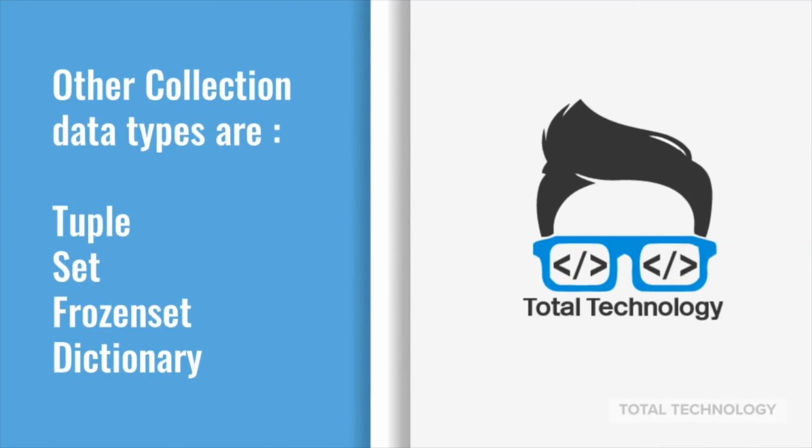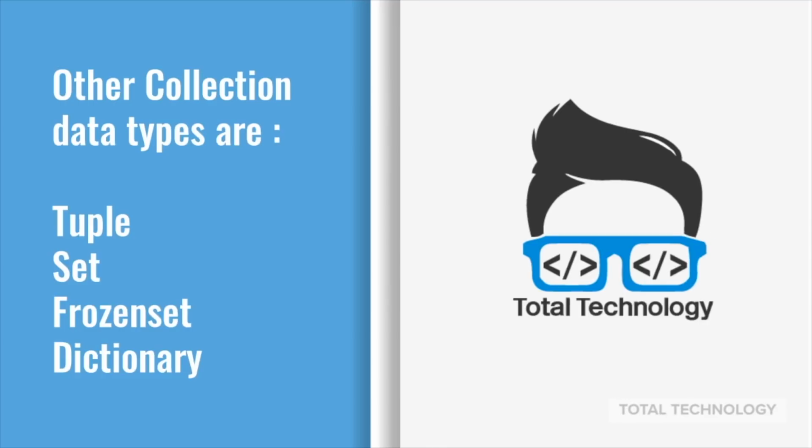There are multiple collection data types available in Python. If you can see in the slide, it's tuple, set, frozenset, dictionary. I'm not going to talk about all these things in this video because I'll be uploading more videos which will contain all these elements. I didn't mention arrays here because arrays are actually a kind of list. But again, there is a difference between arrays and list. I'll explain in the next section.